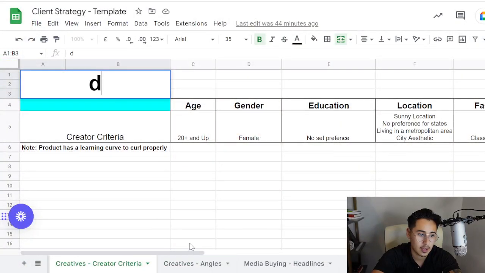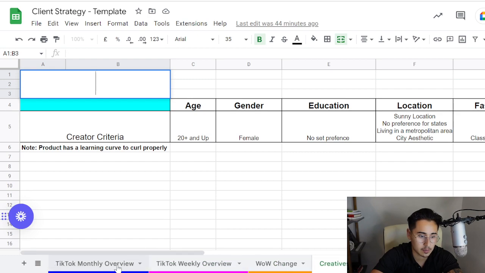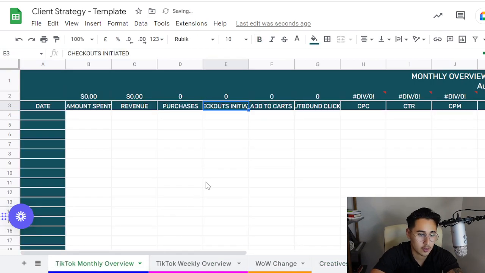Literally, we went inside the TikTok ad account. We went inside the Facebook ad account. On top of that, we went here. We looked at all the metrics, what's important, what needs to be integrated, and that's how we built this out.